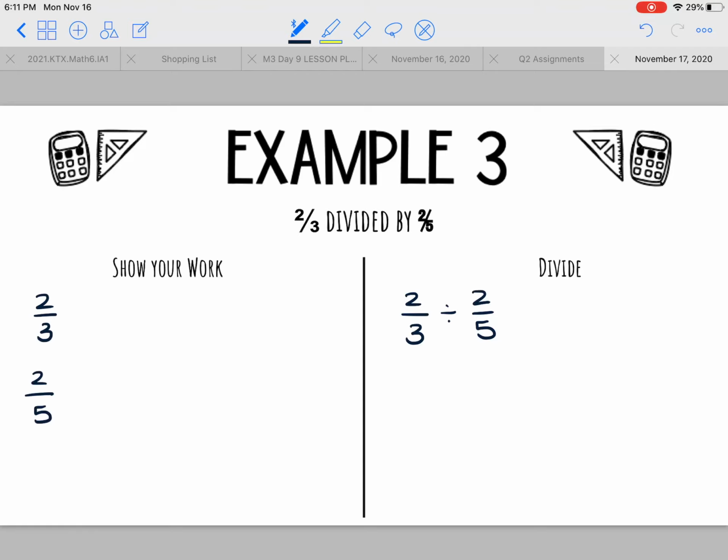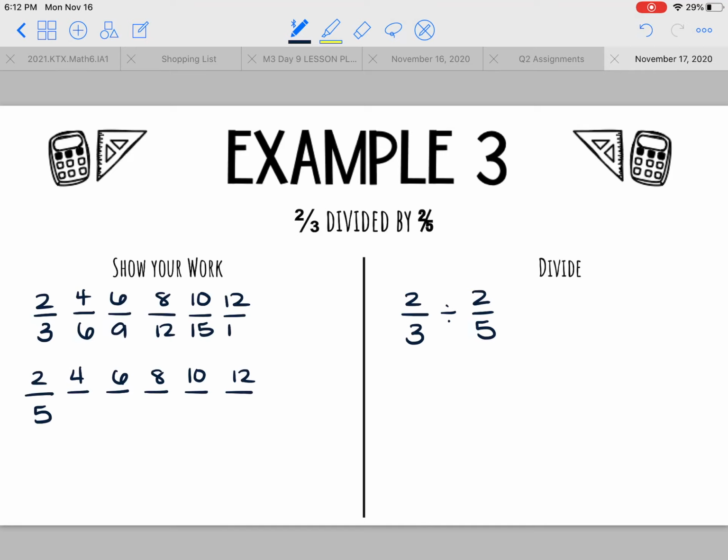So 2/3 and 2/5. Going to go ahead and set that up to skip count. So here are my little fraction bars. And let's go ahead and skip count. 2, 4, 6, 8, 10, 12. 3, 6, 9, 12, 15, 18. 5, 10, 15, 20, 25, 30.